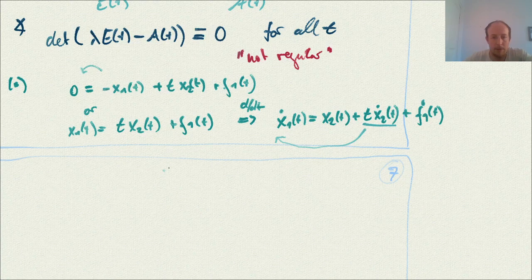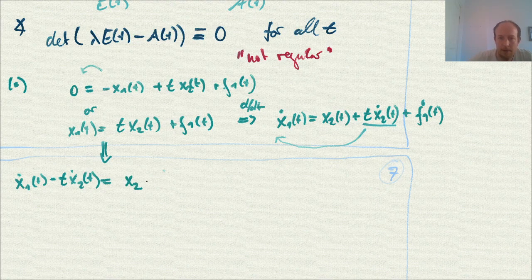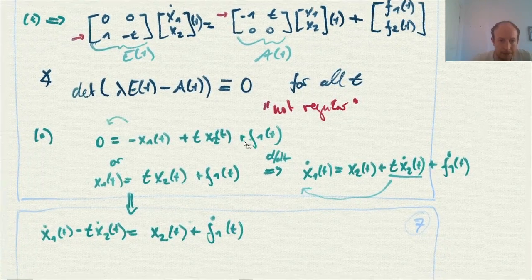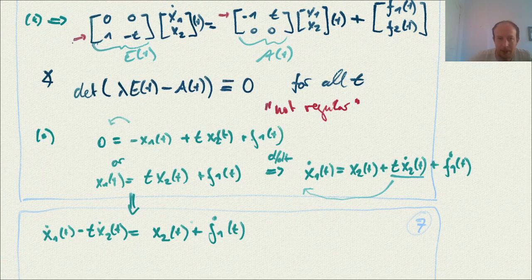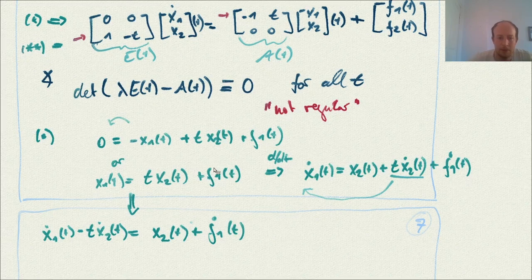So from here we come to x1 dot of t minus t x2 dot of t is the same as what is left here, x2 of t plus f1 dot of t. And now that's exactly what is here in the second line. Here the second line says x1 dot of t minus t x2 of t is just f2 of t.